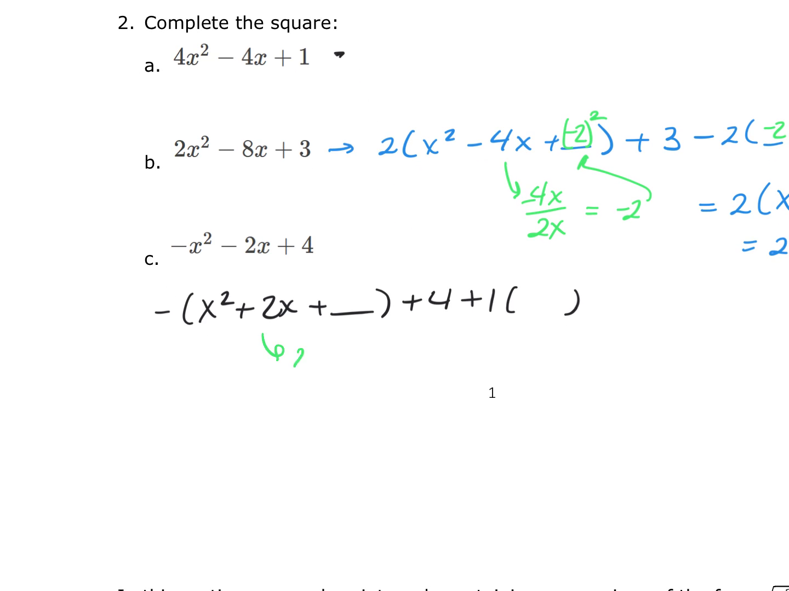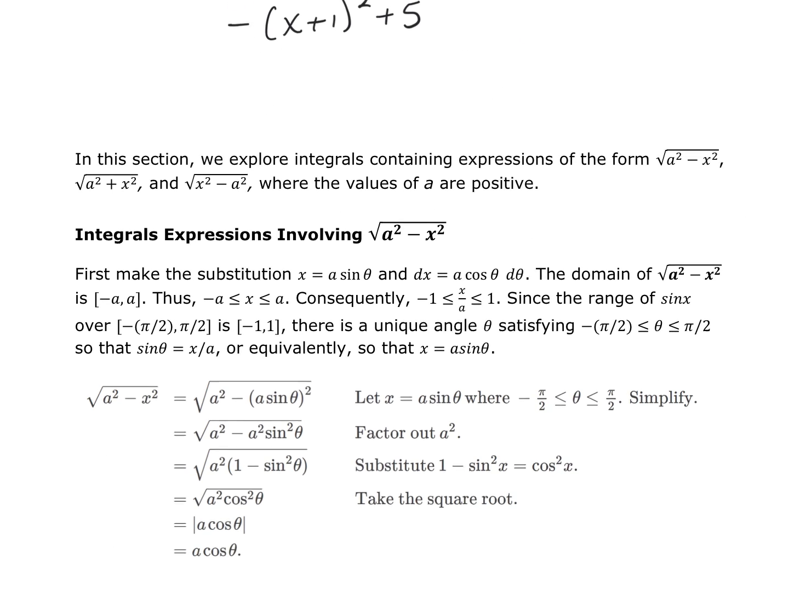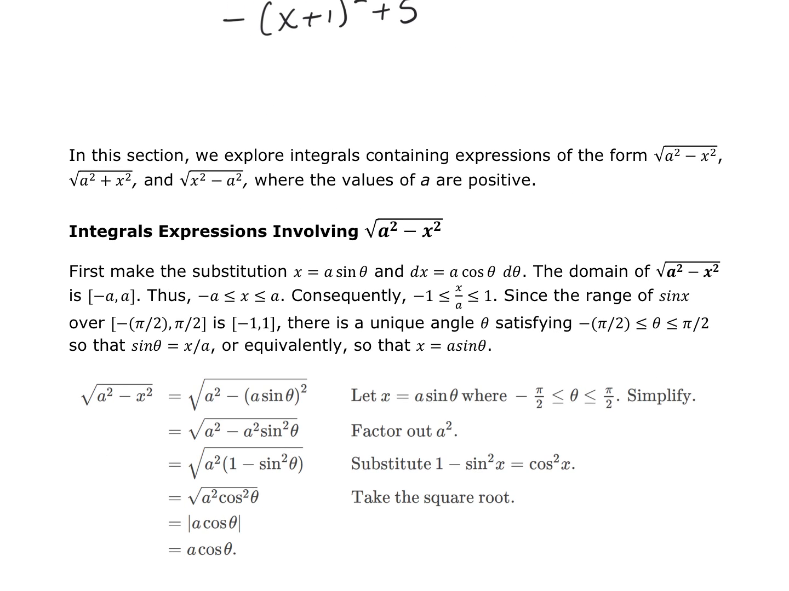And once again, I take 2x, I divide by 2x, I get just 1. That's what I'm going to put here when I square it. So this factors into a negative, and I have x plus 1, the quantity squared, plus, and then I'm going to have 4 plus 1, which is 5. And that's it.